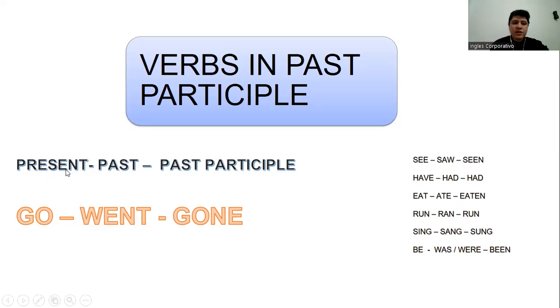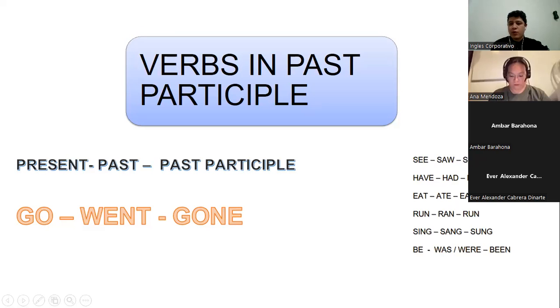In verbs, we have this example here. Also, we have see in present, saw in past, and in past participle, seen. We have the verb have or has. This is present. In past, we have had. And in past participle, we also have had. It's the same one.